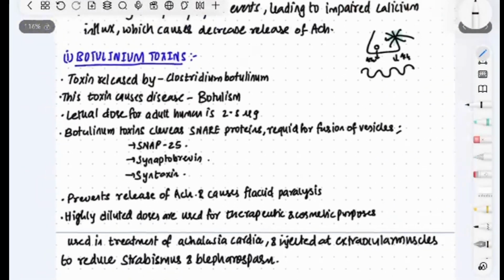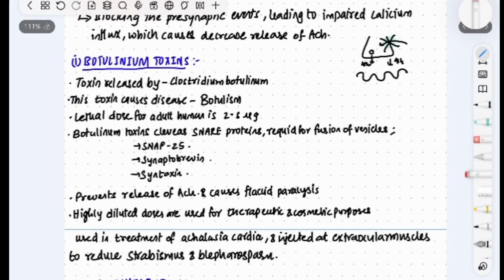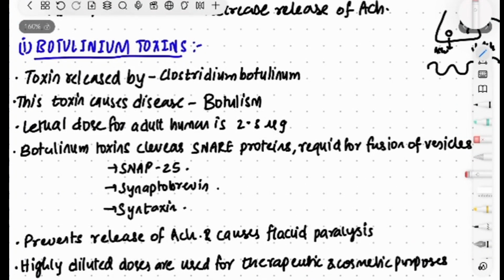Now, among the presynaptic blockers, first we'll be talking about the botulinum toxin. This toxin is released by a bacterium known as Clostridium botulinum. This Clostridium botulinum releases the botulinum toxin, leading to the presynaptic blockade. So this toxin causes a disease called botulism.